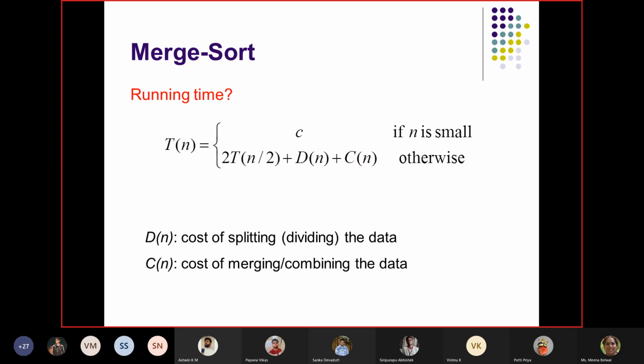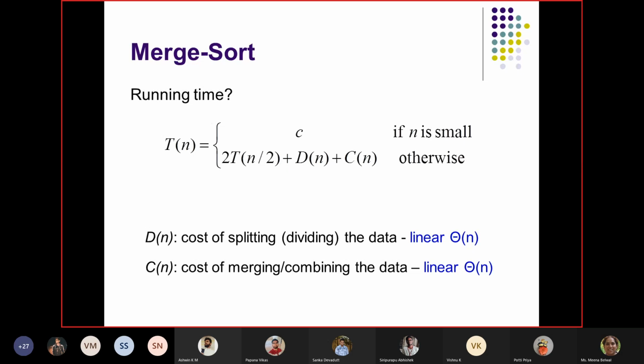So that is how we can calculate the running time of merge sort, which you have already said is n log n. Let us see how it comes. The cost of splitting the data we assume as linear, and the cost of combining the data we also assume to be linear.